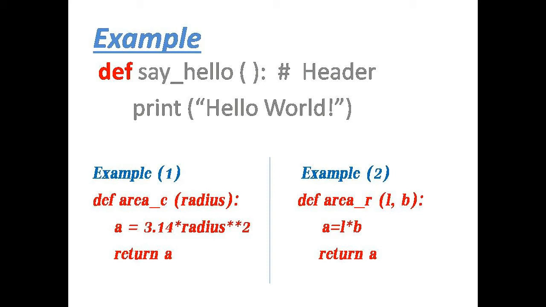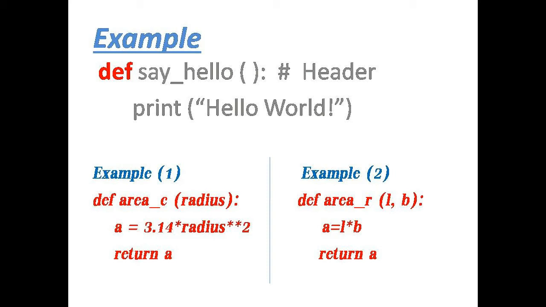Let us see another example where we use one parameter, radius, and the function name area underscore c. Now after the colon we are finding the area of a circle with the formula pi r square, written in this way: 3.14 multiplied by radius, then double multiplied by 2, which means square. Then we are returning its value back to the function.